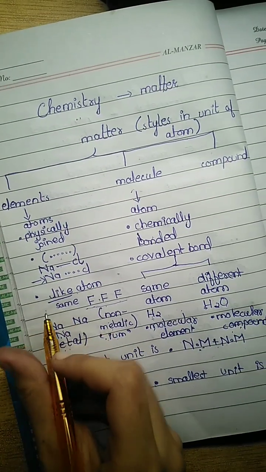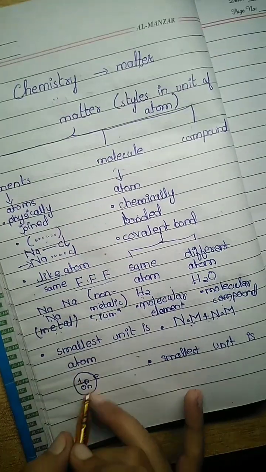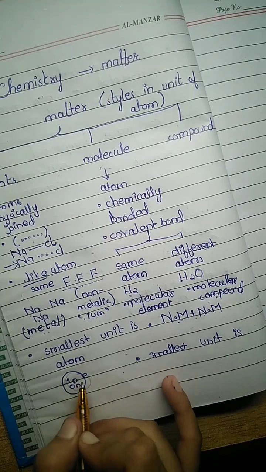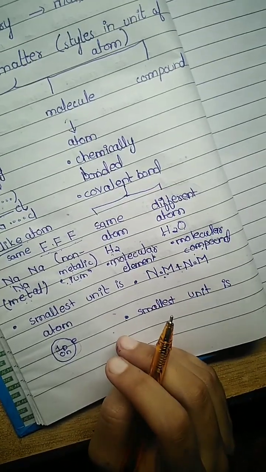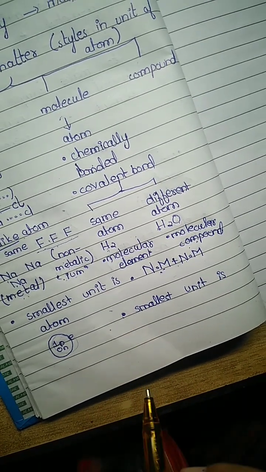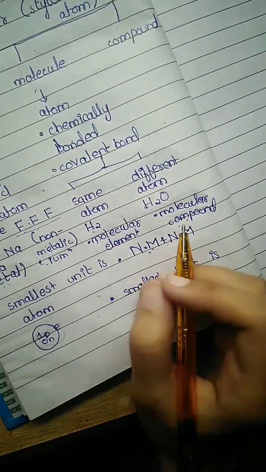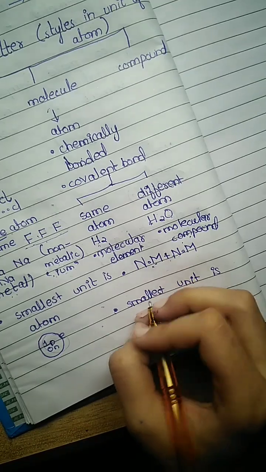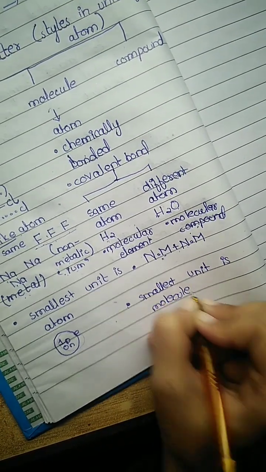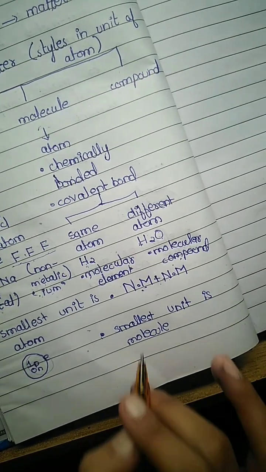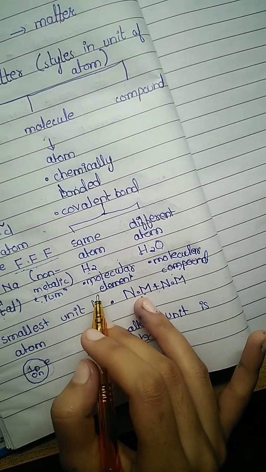And the element, we've talked about that the smallest unit is the atom, because an element is basically made up of atoms. So what's the smallest unit here? The smallest unit is the molecule. Now why is the smallest unit the molecule?